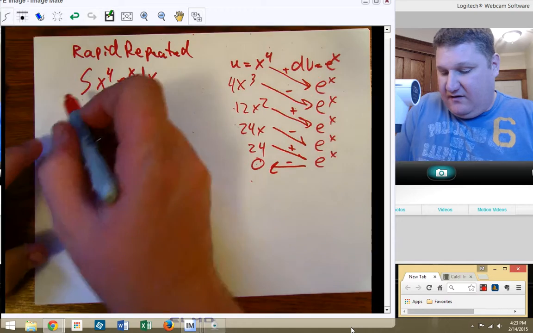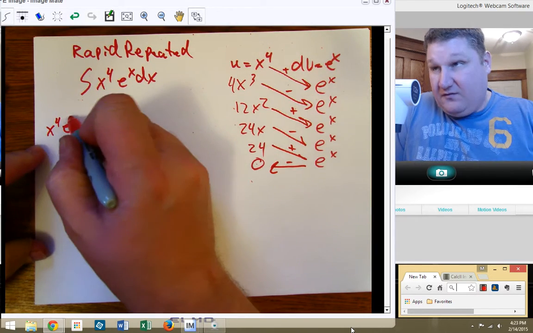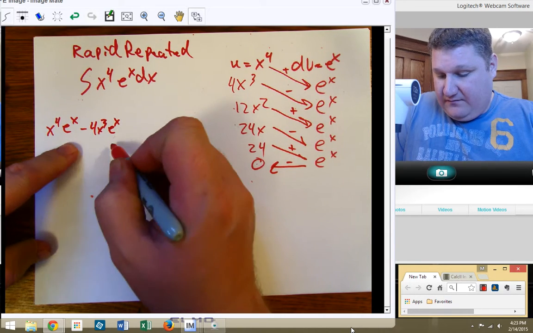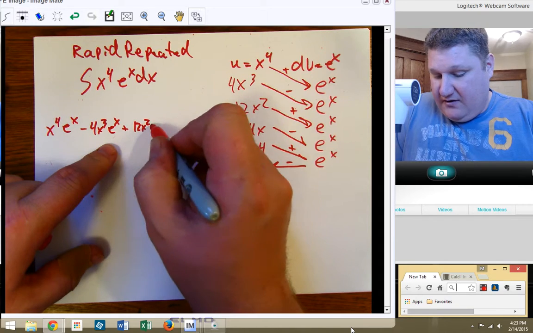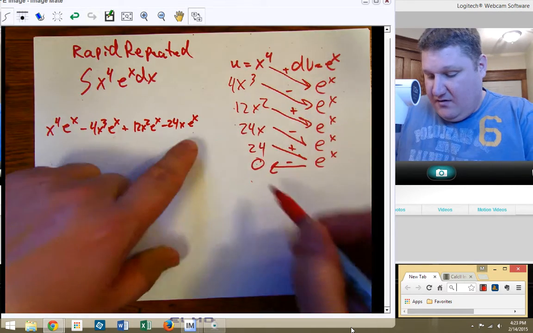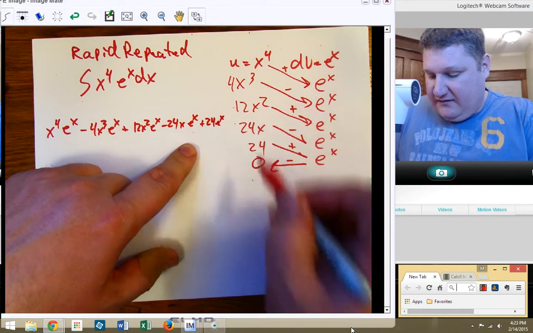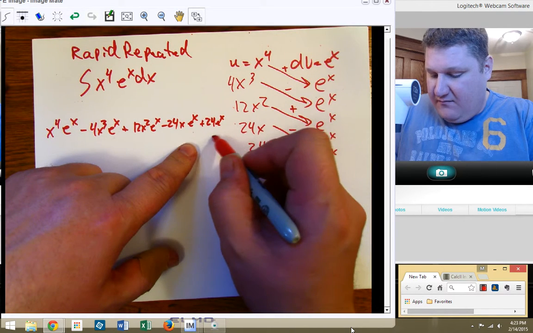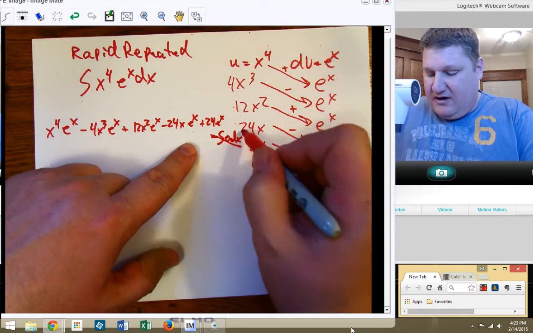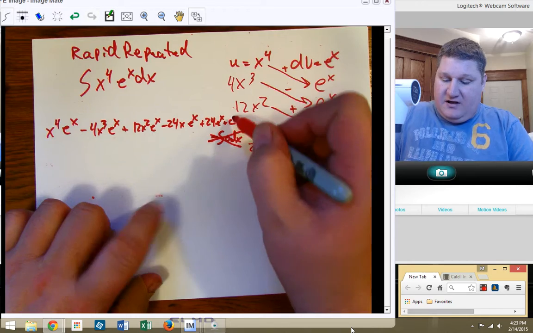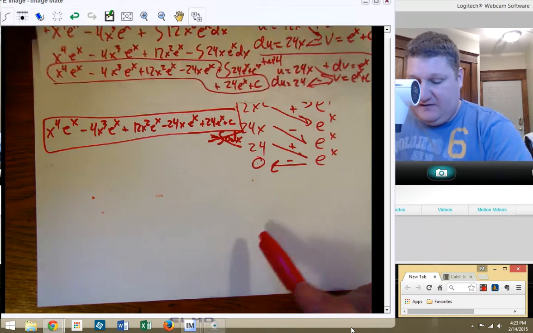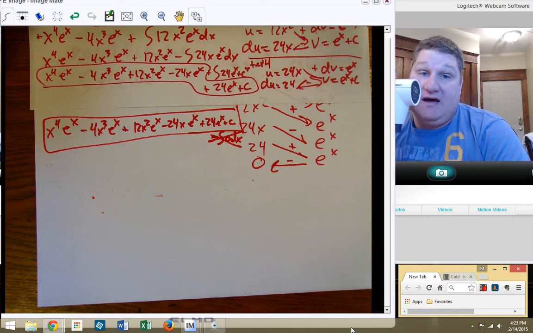Now the nice thing about this is I can write it all out, x to the 4th e to the x minus 4x cubed e to the x plus 12x squared e to the x minus 24x e to the x plus 24 e to the x. But when I go back, it says minus the integration of 0 dx. Well, the integration of 0 is nothing but plus c. And so that's the final answer. And if you will take a look, those two final answers should match exactly.